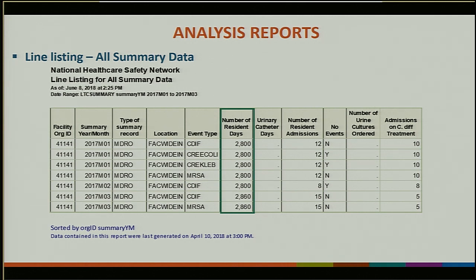Some of the common errors we find in the monthly summary data include number of resident days being 0, an incorrect number of resident days, or some missing events in our events column. Remember, under no events, if there's an N, that means events were entered into NHSN for that month. If there's a Y under that column, no events to report for that month. If it's blank, we haven't responded one way or the other. So you don't want any blanks underneath the no events column.